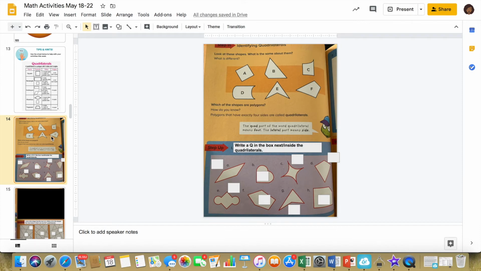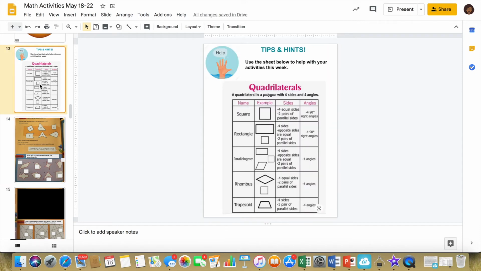Tuesday is going to be something kind of similar. This is our tips and hints for Tuesday. So for Tuesday, we're talking about quadrilaterals. And a quadrilateral is a polygon that has 4 sides and 4 angles. When you think of quad, just think of 4. So your square, your rectangles, your parallelograms, your rhombus, your trapezoids. They have 4 sides and they have 4 angles. And remember, your angles are the things that connect your 2 sides together. So that's an angle, that's an angle, that's an angle, that's an angle.